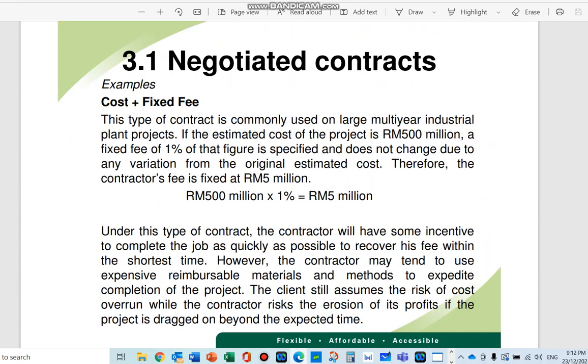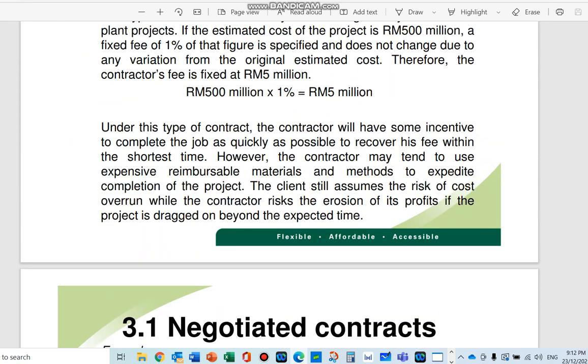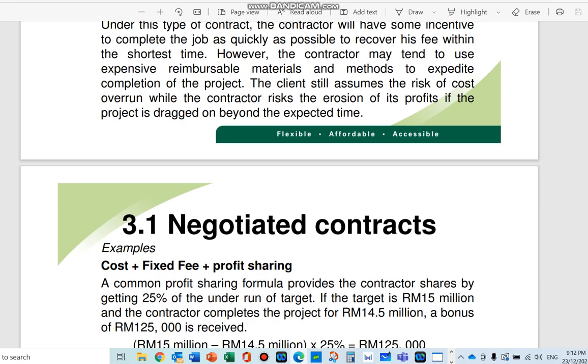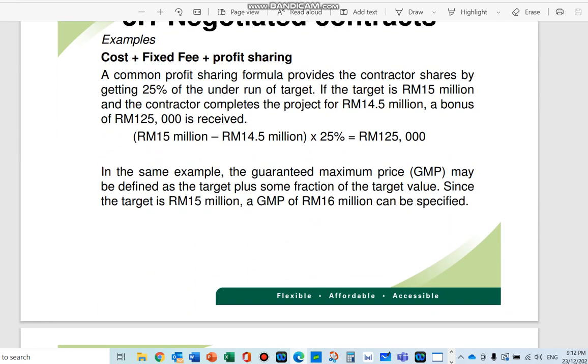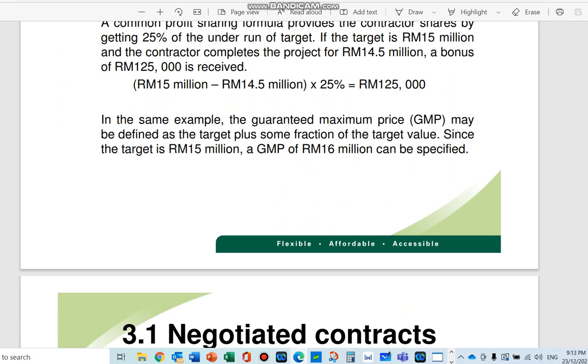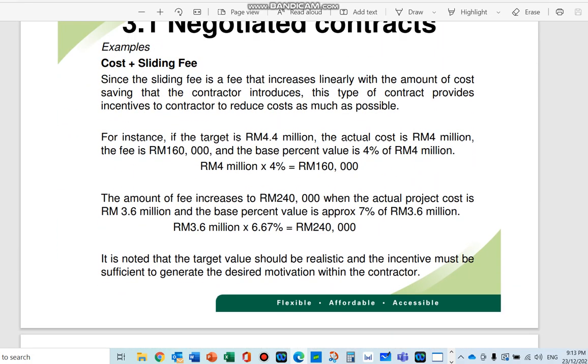For example, cost plus fixed fee is quite simple. It's basically 5 million times 1%, so you get 5 million plus that. And if you have cost plus fixed fee plus profit sharing, then if you reduce the cost down, you fix a percentage of sharing, and that would be 25% going to the contractor or something like that. Cost plus sliding fees is basically, if your target is 4.4 million and the actual is 4 million, you have the scale ready already, and the scale is, let's say, 4%, then you get 160,000.